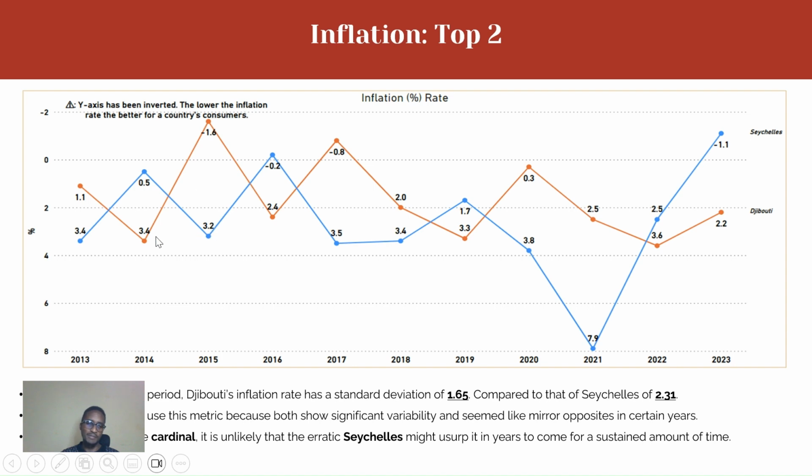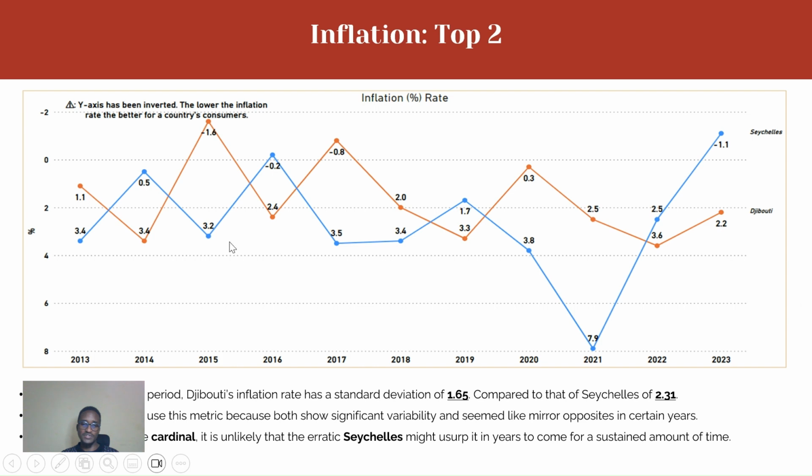So when one is up, the other is down, and that keeps happening on and on. But one thing to be able to distinguish these two that I looked at was the standard deviation of the inflation rate across our period here. Djibouti had a lower standard deviation than Seychelles, meaning that it was less erratic. And you can actually see that here.